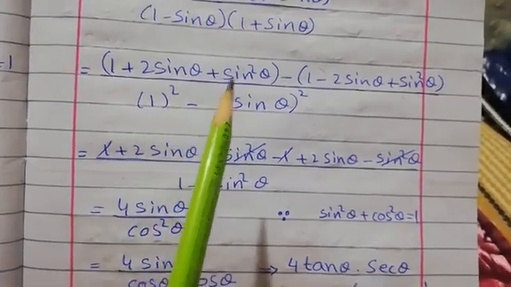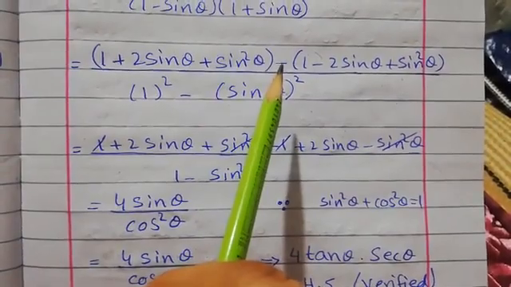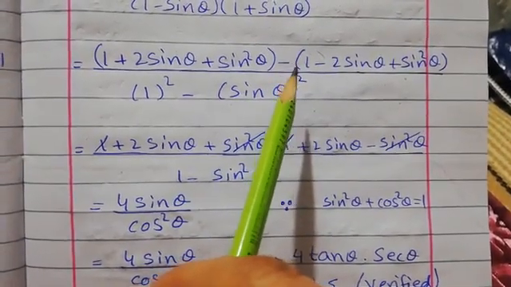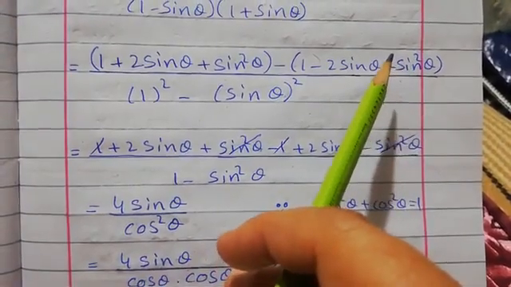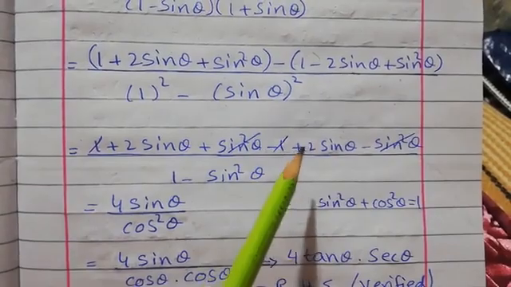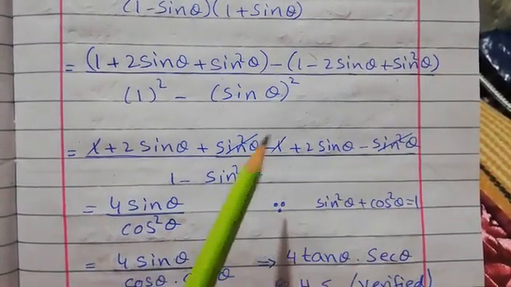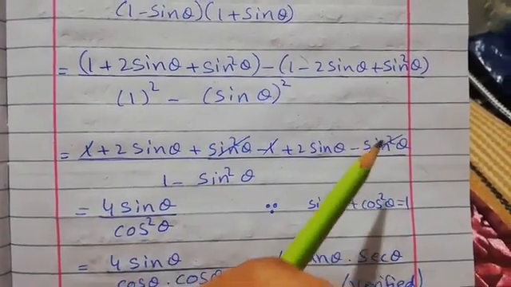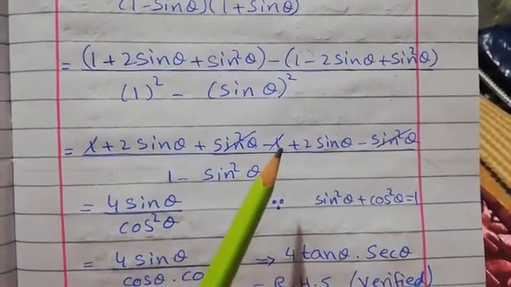1 plus 2 sine theta plus sine square theta, write as it is, and then since there is a negative sign before the bracket, it will change all the signs of the values inside the bracket. So we get minus 1 plus 2 sine theta minus sine square theta. Plus sine square theta and minus sine square theta will be cancelled with each other, and plus 1 minus 1 will also be cancelled.